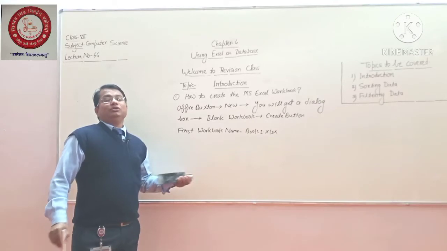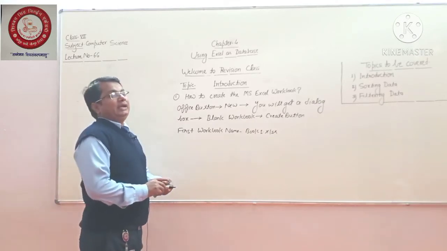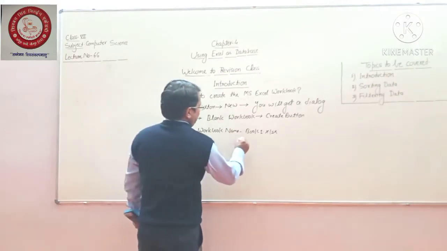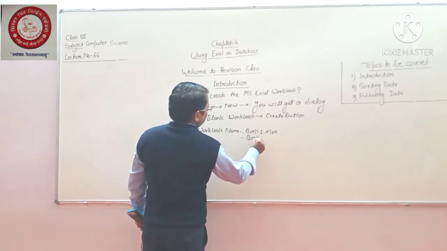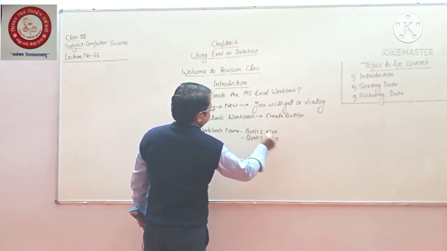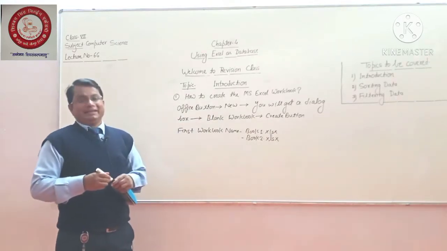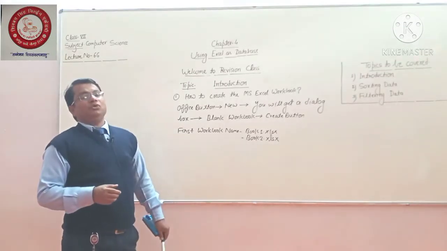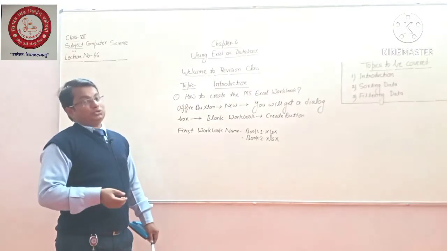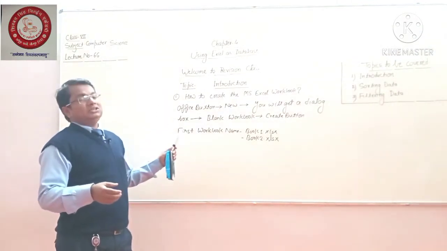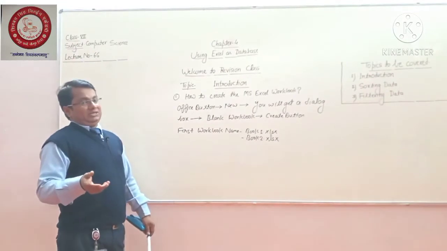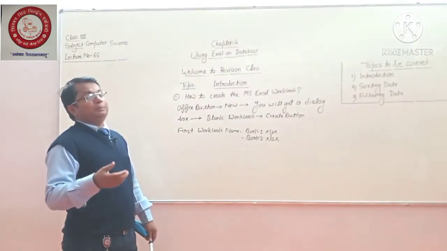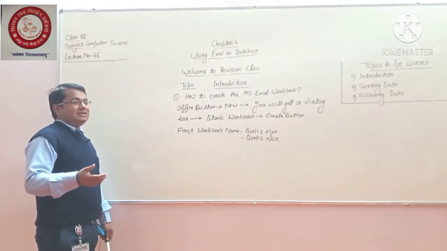But right now you have to create a new one. It means you will have one more workbook. The name of the workbook is Book2, Book2.xls. Once you have completed this, if you want to save that particular file, how are you going to save it? In the introduction part, I'm going to take one more basic thing, that is how to save your Excel sheet.